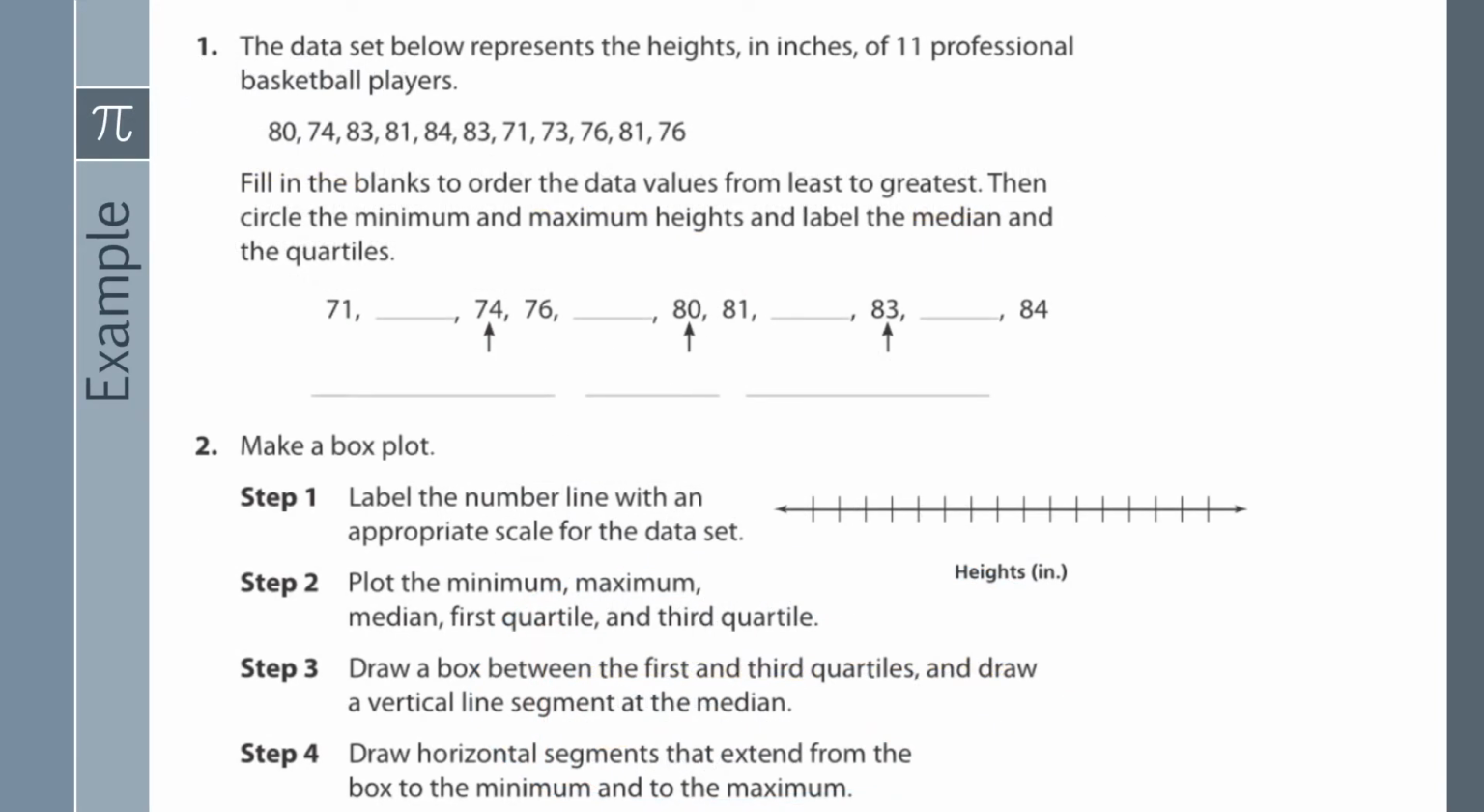So here's an example of how to create a box plot. First of all, you're going to get data provided to you. For this first question, it says the data set below represents the heights in inches of 11 professional basketball players. So you can see the data here. And then it says fill in the blanks to order the data values from least to greatest. Then circle the minimum and the maximum heights and label the median and the quartiles. So they already kind of have us set up here. I'm just going to fill in the rest of the blanks.